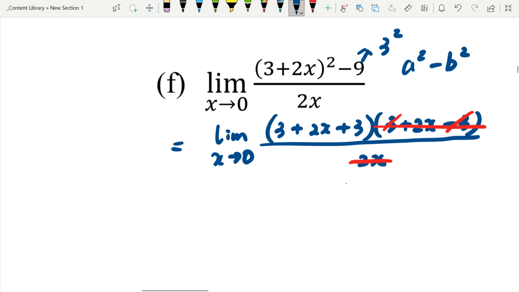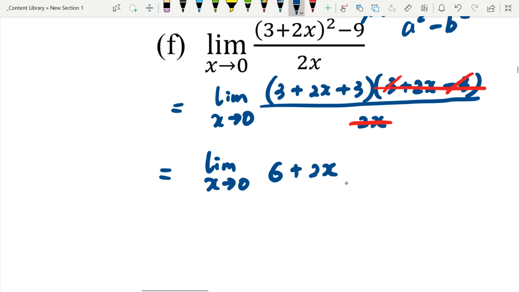Surprise. I'm only left with the expression where it is possible to sub 0 in now, the 6 plus 2x. And now I can sub x equals 0, which equals 6. So that's how to evaluate limits. Basically, I just want to give you a general idea of what a limit is and how to evaluate limits. If you sketch all of these graphs and look at the left-hand side and right-hand side, it will be the same thing.